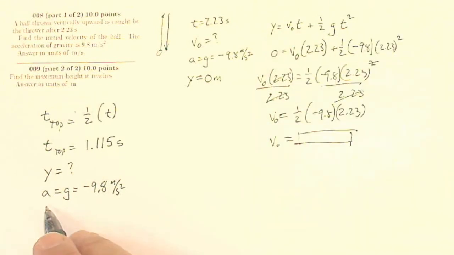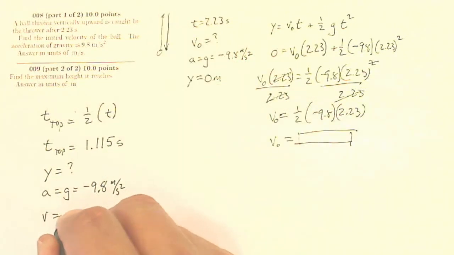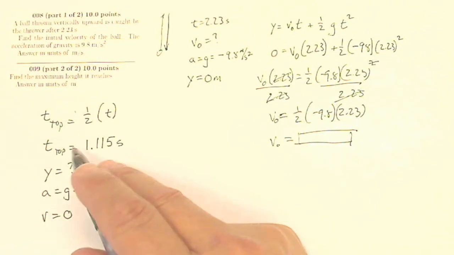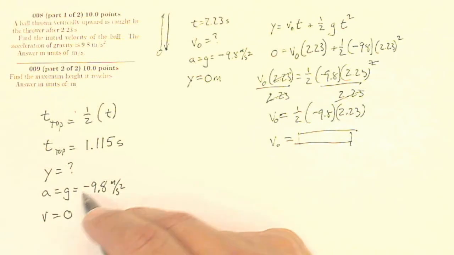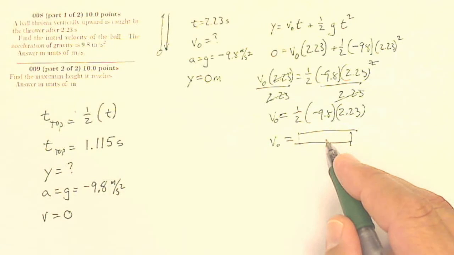Or I could use an equation that recognizes that my velocity at the top is going to be 0. So do I have an equation with my position, my acceleration, my time, and my velocity? I do, and that's the one without the initial velocity. Well, that messes it up a little bit, because really I don't have an equation without initial velocity. So I think that this is probably the better way to go.